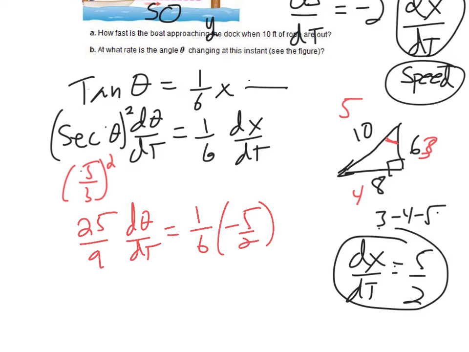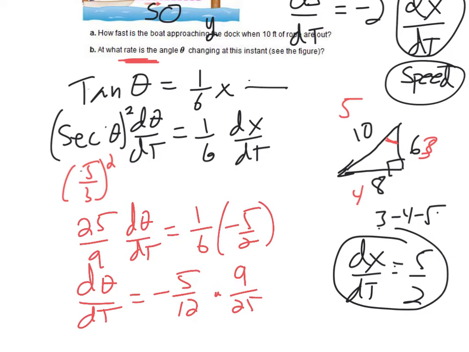Now here I am going to take it negative. They aren't asking me for a speed, so I think using a negative is all right. So dθ/dt equals negative 5 over 12 divided by 25 over 9, which is the same thing as multiplying that by 9 over 25. Let's simplify. I can divide 3 out of each of those. That 5 becomes a 1, and that becomes a 5. So I'm seeing negative 3 over 20 radians per minute.